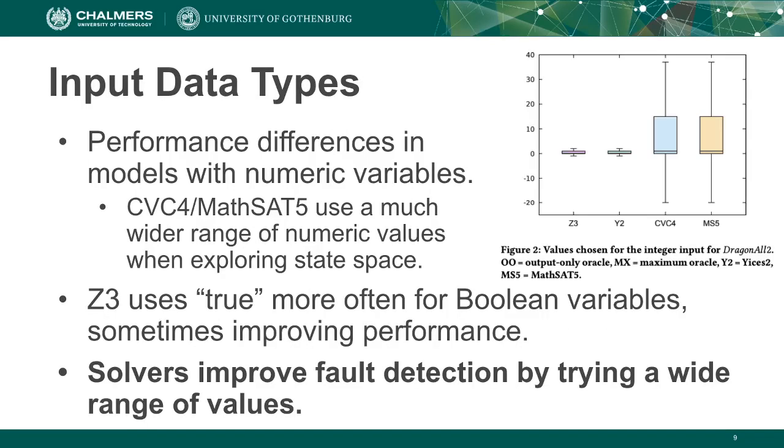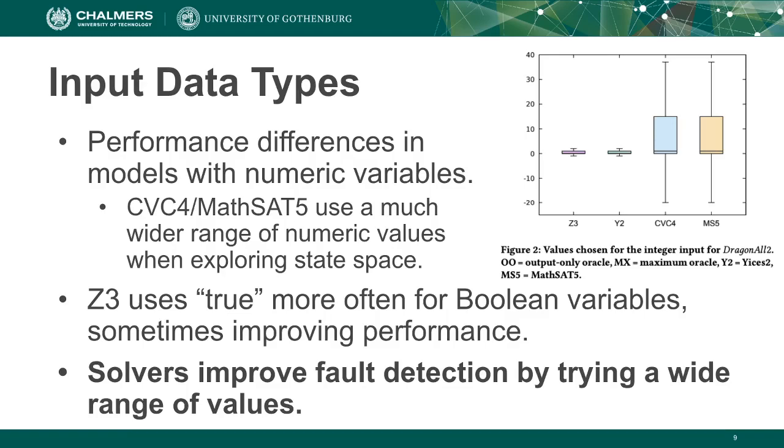Now, like in standard programs, model variables have data types. We looked at Boolean and integers specifically in the models in this experiment. How those data types are handled is going to differ greatly between solvers, and much of the performance gap may come down to how solvers choose input variables. The models where test suites differ in performance tend to have numeric input variables. CVC4 and MAFSAT5 choose a far wider range of values for those variables, leading to improved performance.